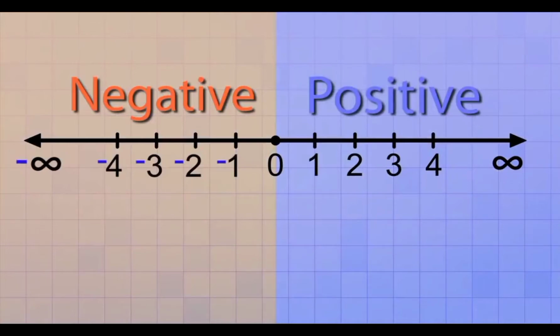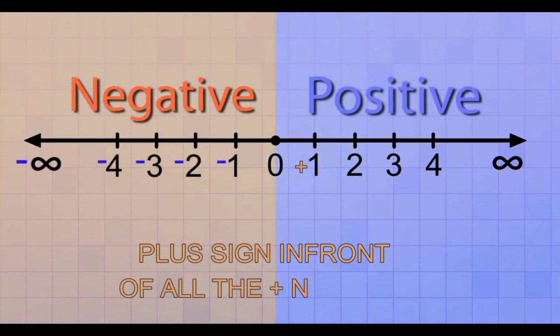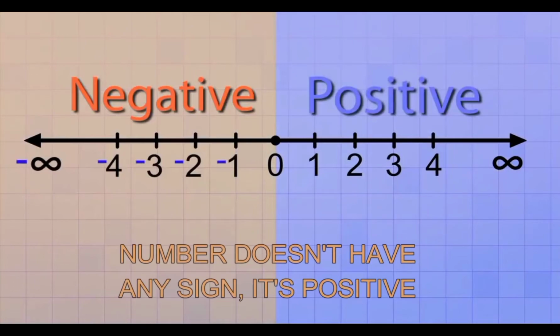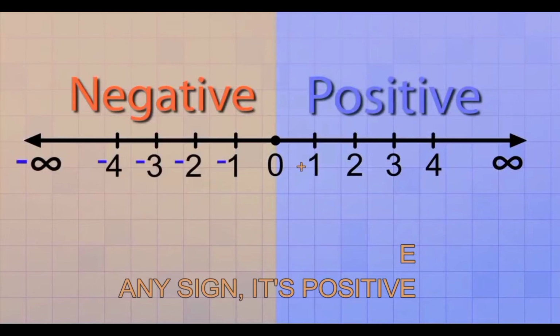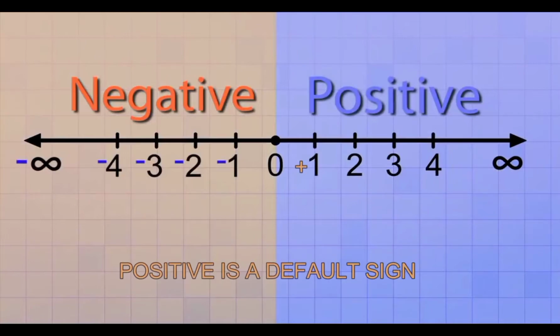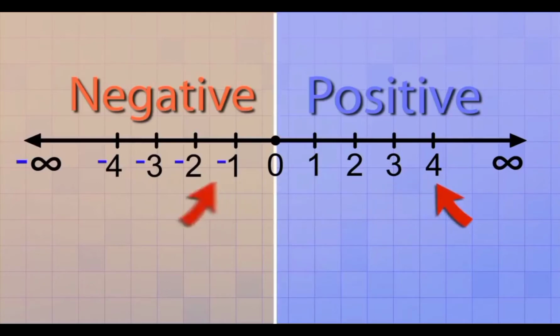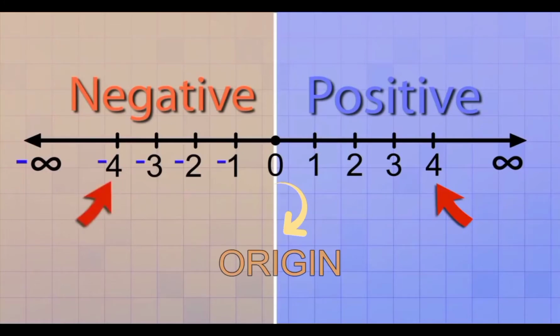In fact, if we wanted to, we could also write a positive sign or a plus sign in front of all positive numbers. But to save time, we just assume that if a number doesn't have any sign in front of it, then it's positive, as positive is the default sign. And the 0 is the special number that separates the positive numbers from the negative numbers, which we call the origin.